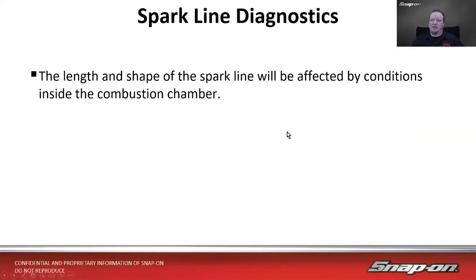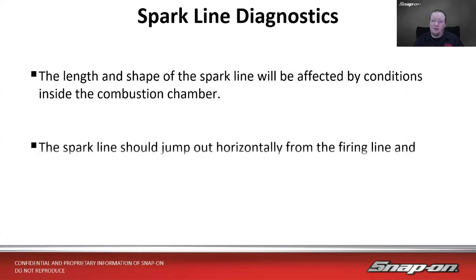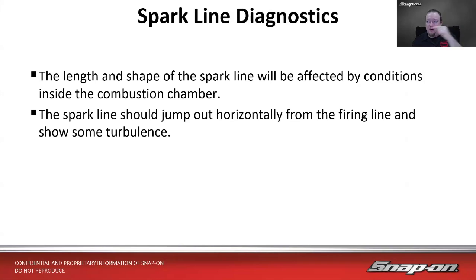Spark line diagnostics are going to be very similar to firing line because it's just voltage inside a combustion chamber, so the same rules apply. The length and shape of the spark line will be affected by what's going on. The spark line should jump out horizontally from the firing line, and it should show some turbulence.